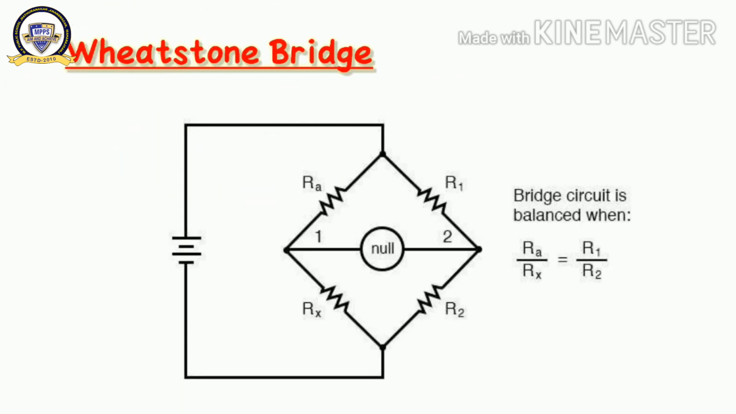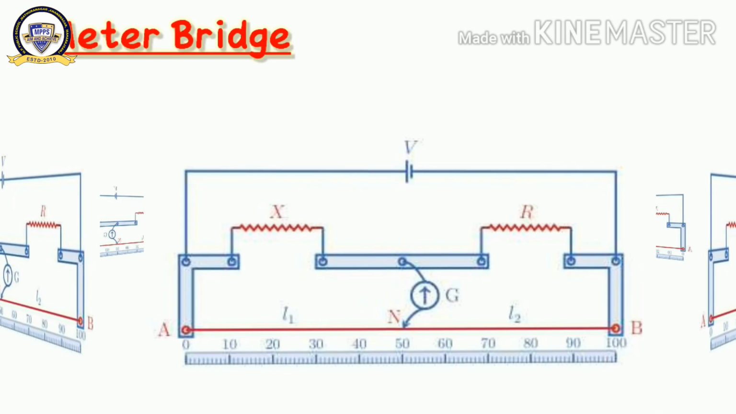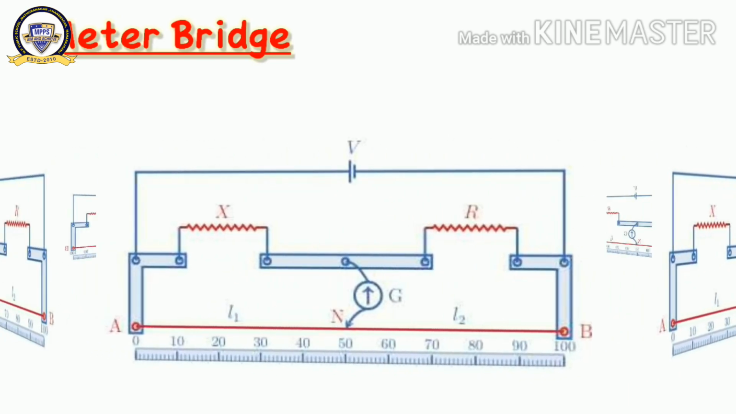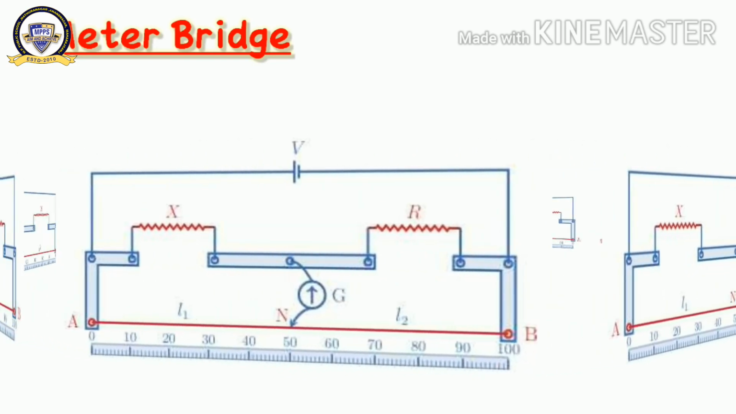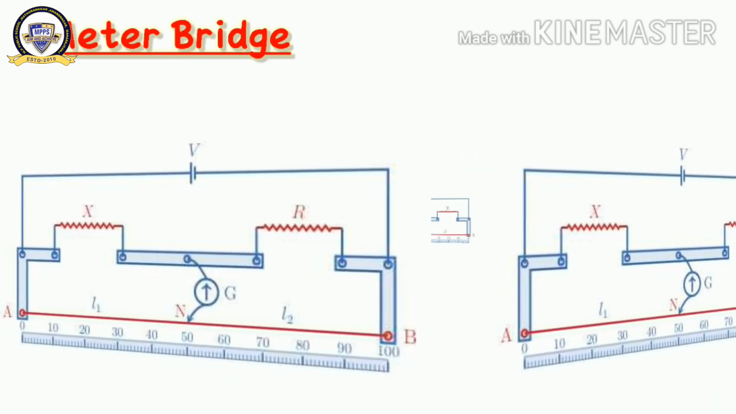The next concept is the Wheatstone bridge. It is an arrangement of four resistances used to measure one of them in terms of the other. Two upward and downward bridges are formed. That's why it is known as the Wheatstone bridge. The bridge is said to be balanced when Ra upon Rx is equal to R1 upon R2. The next topic is the meter bridge. A meter bridge is a sliding wire bridge or Carey-Foster bridge. It is an instrument that works on the principle of the Wheatstone bridge.